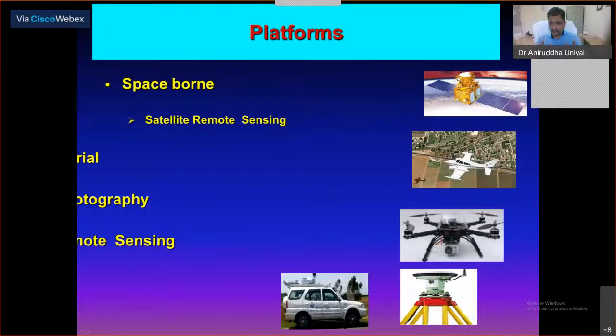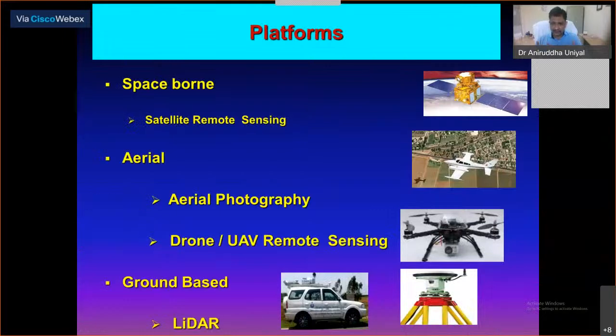Now some of the remote sensing platforms can be seen on the screen. Can you see the heading, platforms? Yes, sir. Thank you. So we have mainly three types of platforms. Our first category of platforms is the aerial platform.